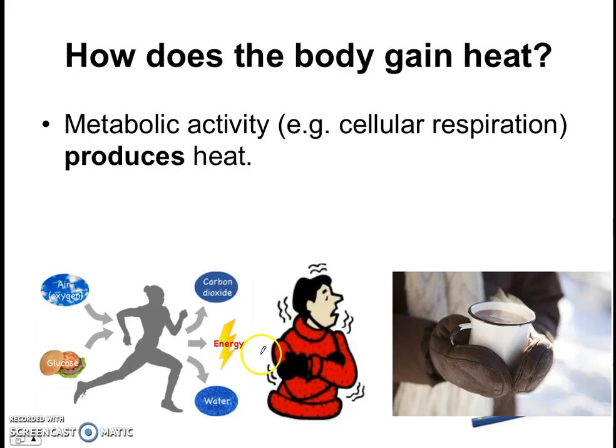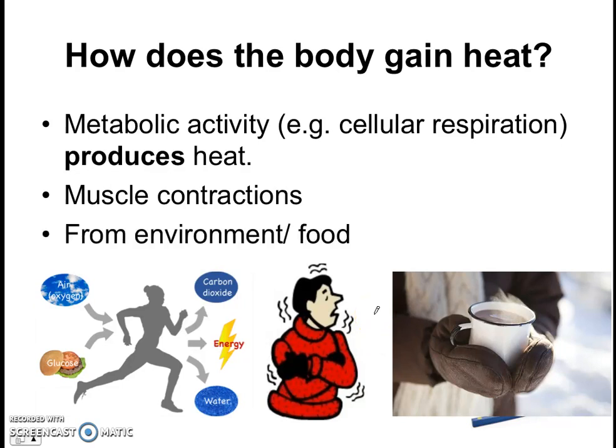So in cold environments, your body will increase its metabolic activity. And that's why some people actually feel more hungry when they live in the cold. Secondly, muscle contractions. In particular, vigorous muscle contractions in the form of shivering. That's also another way that the body gains heat. And finally, the body can also gain heat from the environment, right? We can stand in the sun and soak up the heat. Or food and drinks, right?